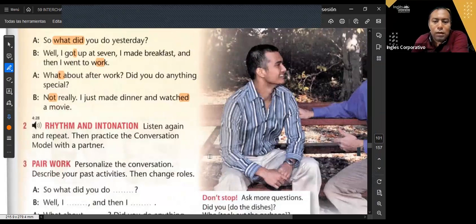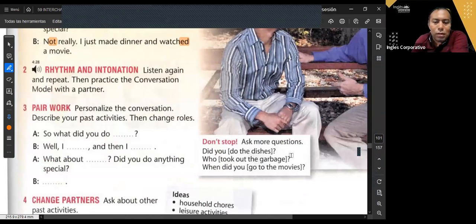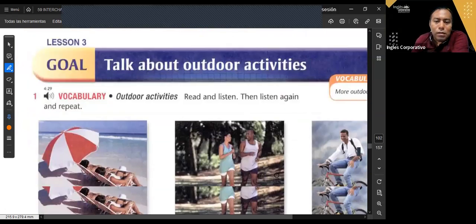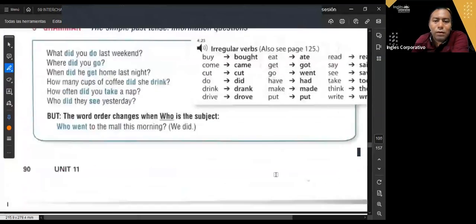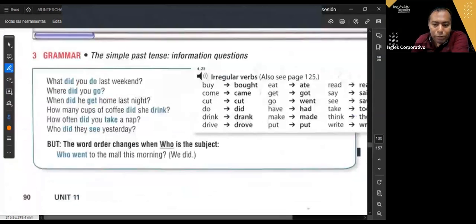Okay. Now, so you have, did you do the dishes? ¿Lavaste los platos? Who took out the garbage? ¿Quién sacó la basura? When did you go to the movies? ¿Cuándo fuiste? ¿Cuándo fuiste al cine, verdad? Entonces tenemos aquí this conversation. Also here we have irregular verbs.